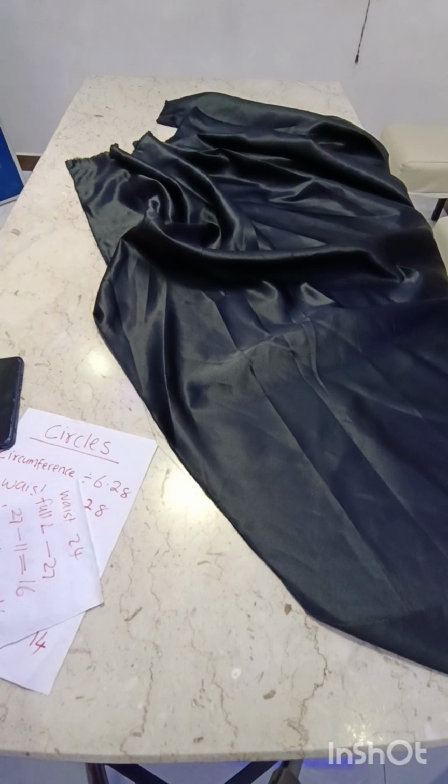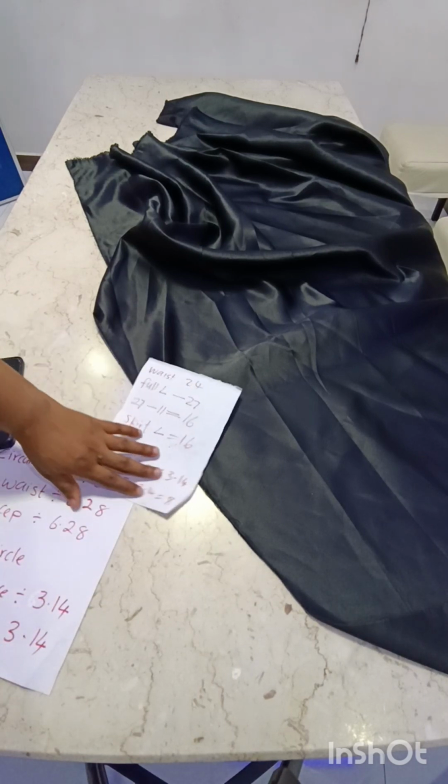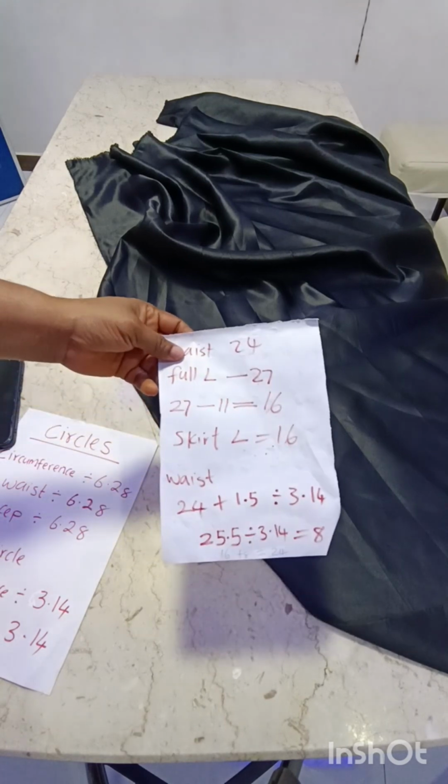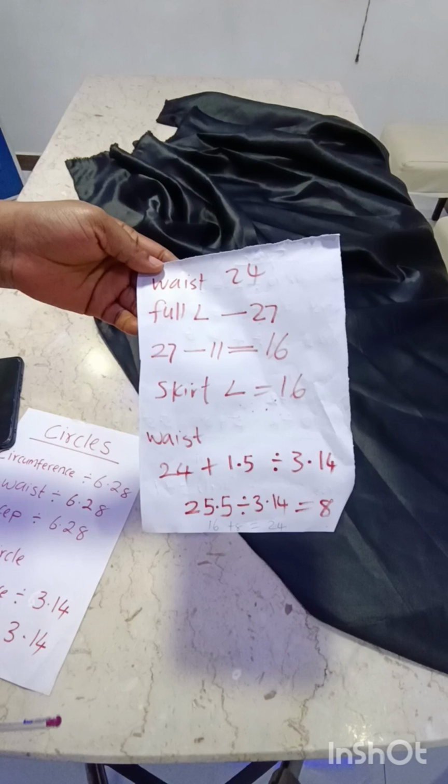How will you know the length and the width of fabric to fold to be able to remove your full circle or your half circle? Now, if we look at the measurements we were using, I hope this is visible. This is the waist. We are still talking of a 5-year-old child.